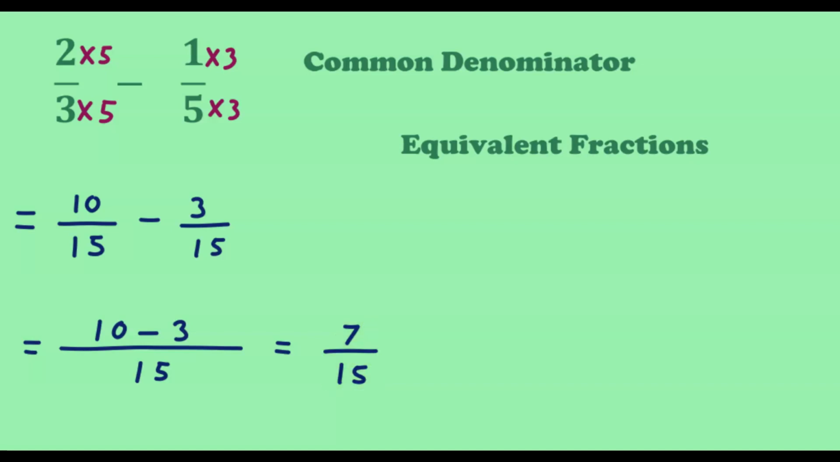So how do we subtract two fractions with different denominators? First of all, we find a common denominator, and then we rewrite the fractions into equivalent fractions having that common denominator. Next, we use the rule for subtracting two fractions with the same denominator. That is, we subtract the numerators and write that difference over the common denominator, and that will give us our required difference of the two fractions.